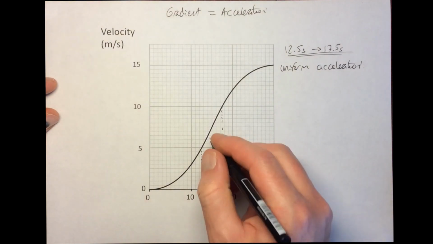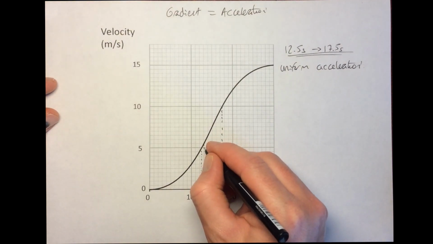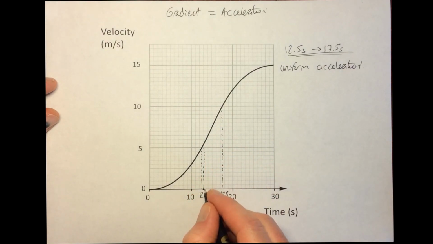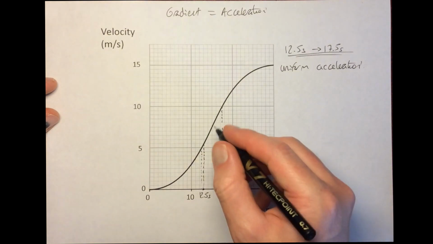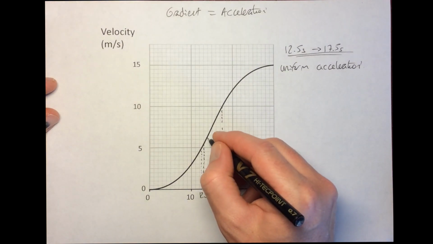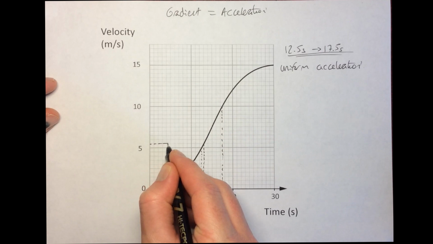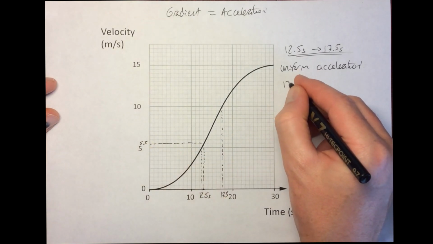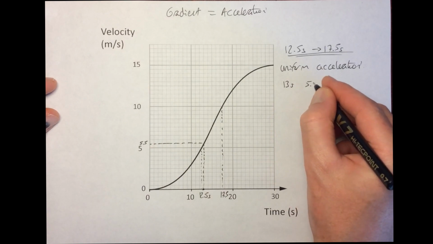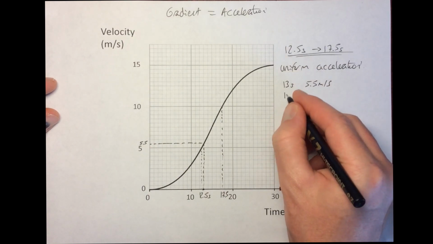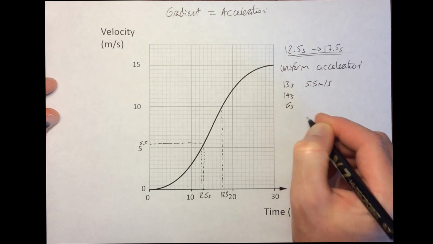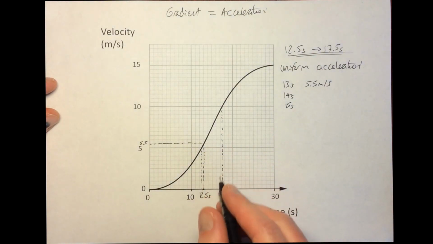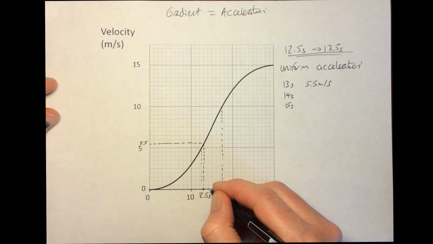Well, instead of doing 12.5, let's have a look at 13. So at 13 seconds, that's that point there, you can see that the velocity is 5.5. So on the graph at 13 seconds, the velocity is 5.5 meters per second. If you look then at 14 seconds, 15 seconds, and so on. So 13 seconds, 5.5.